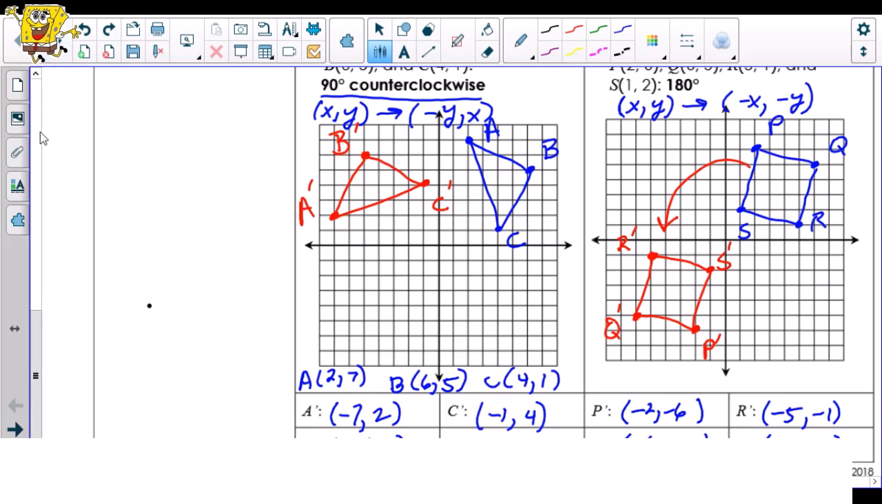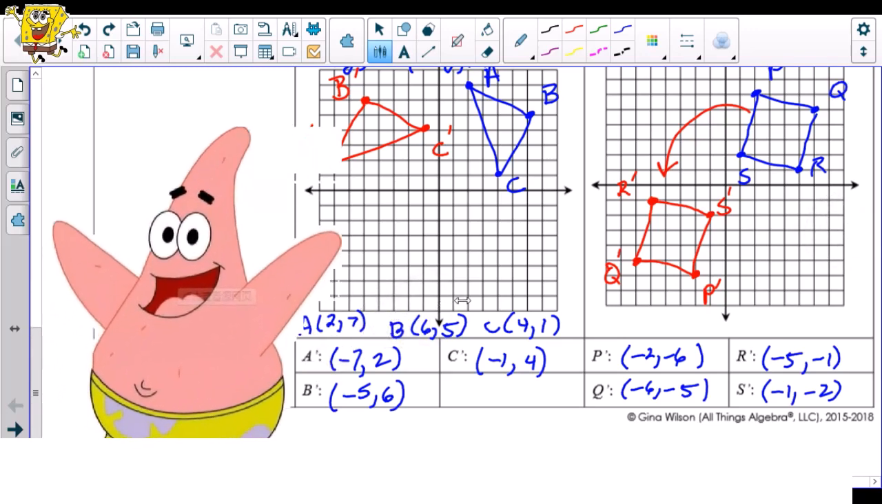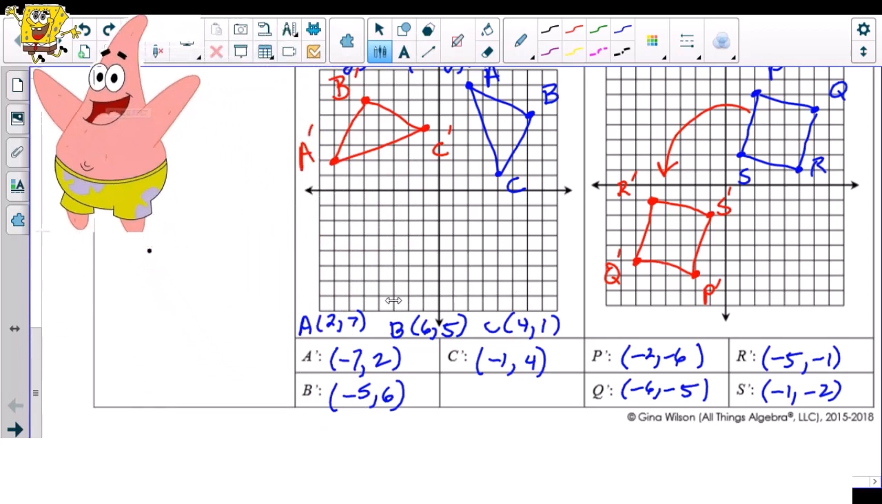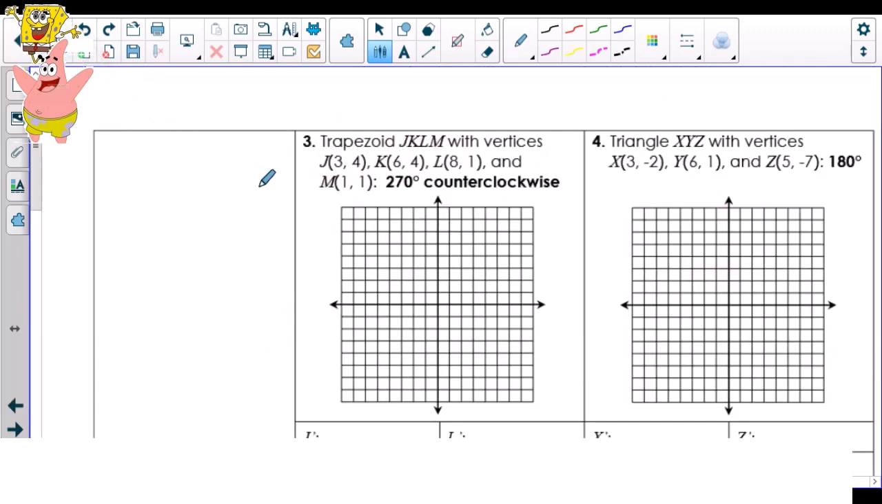Okay, let's keep going. Before we move on, let's give you, how about a Patrick right here? You love Patrick. All right. Okay.